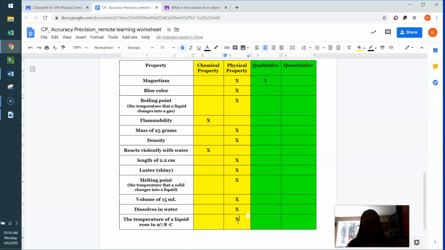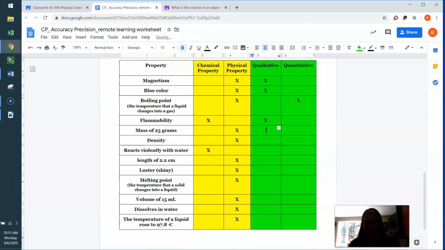Okay, so there you have it. Most of what was here are physical properties. Only a few really describe how something would change into something new. On the other half of this, we have our qualitative. Those are words and descriptions of substances versus quantitative. How much? How much of it do you have? Can it be measured? Okay, with numbers. So, magnetism is qualitative. It just is yes or no. To be blue in color is qualitative. Now, boiling point can be a little tricky because it's actually a temperature, which means it's measured. So it is quantitative. Flammability just tells you if it burns.